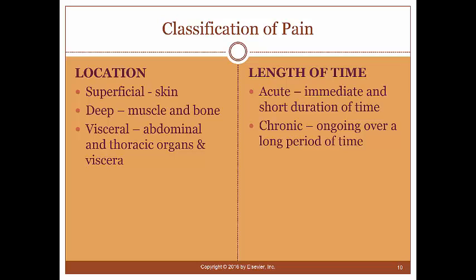When we look at pain, we will classify pain. It can be superficial, which means like on the surface of the skin, deep, which would be like bone and muscle, and then visceral, so things like your abdominal and thoracic organs and the viscera attached to those. We can also look at length of time. So acute pain is immediate, it's occurring right now, and it's short duration. Generally, we define it being shorter than anywhere from, depending on which book you look in, can be less than 24 hours to less than 72 hours.